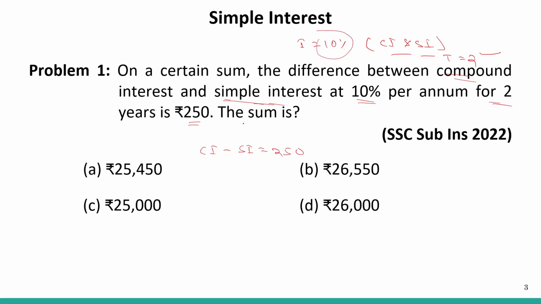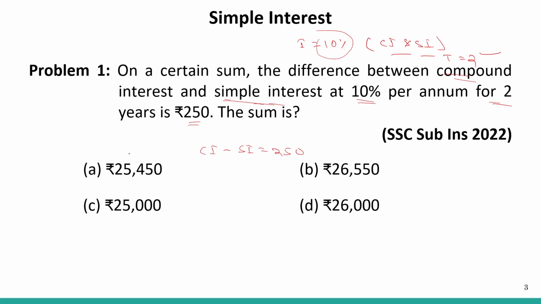It asks us what the sum is. Let's calculate, whether it is 25,000, 25,450, 26,550 or 26,000. This question appeared in the SSC Sub Inspector 2022 paper. So let's continue.